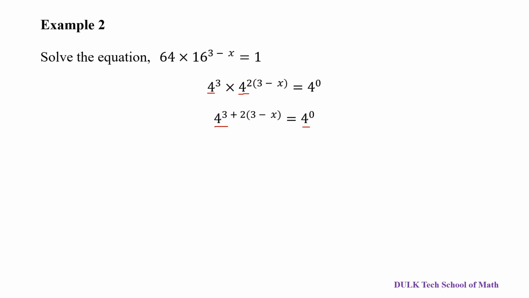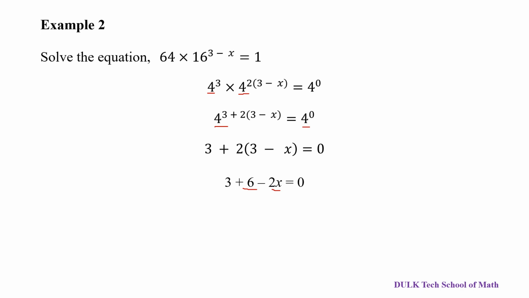So we can now equate the powers like this. It is now a simple equation. We are now removing brackets and simplifying. 3 as it is here, 2 by 3, 6, you get this 6. 2 by minus x, we get minus 2x.